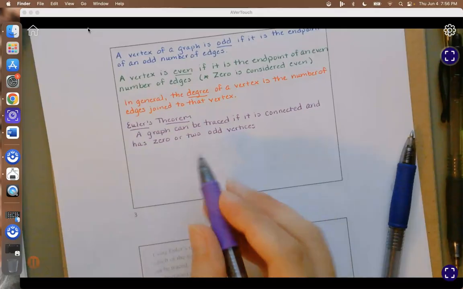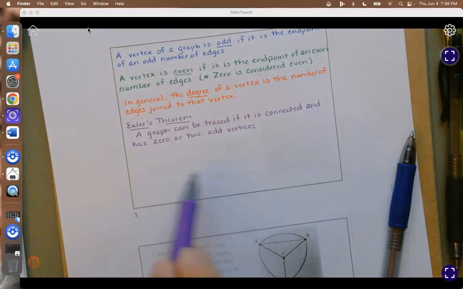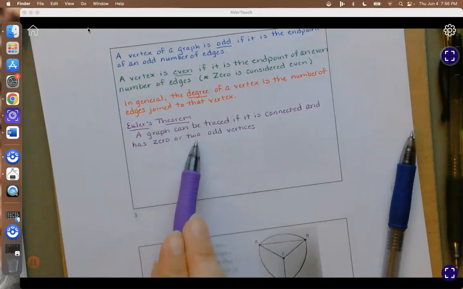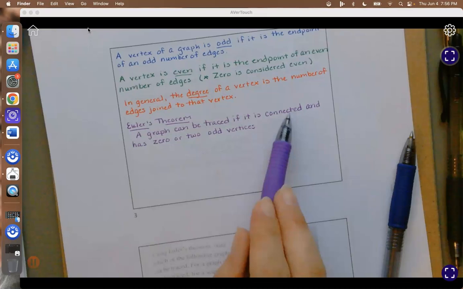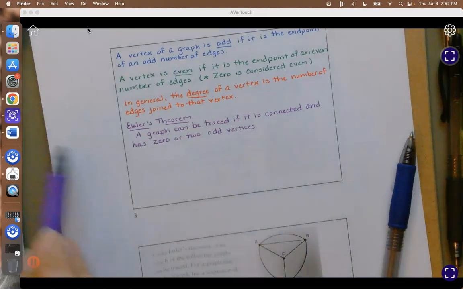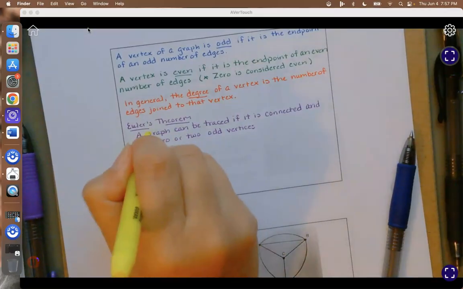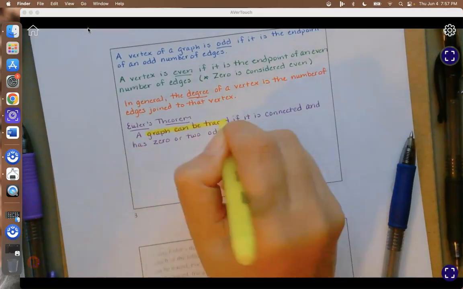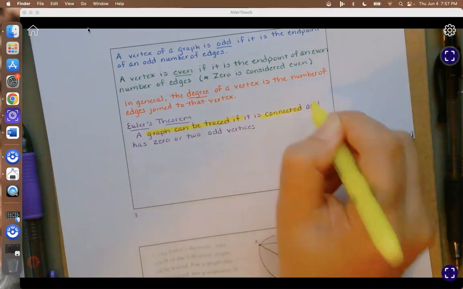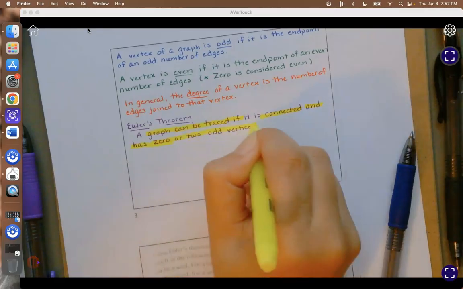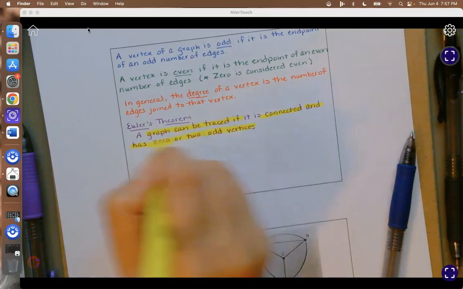And we have A here. We have B here. We have C here. We have D here. We have E here. And then F's just kind of hanging out here in the middle. So this would not be able to be traced because it's not fully connected, no matter if it has 2 or 0 odd vertices.